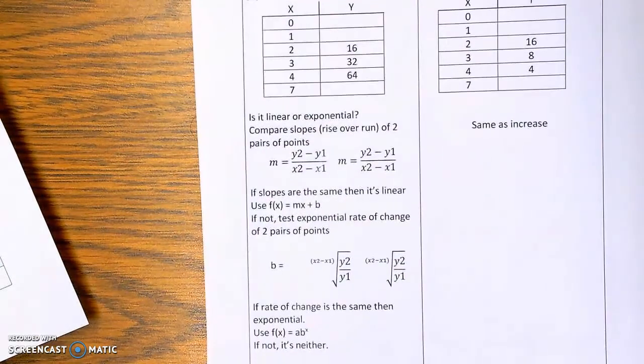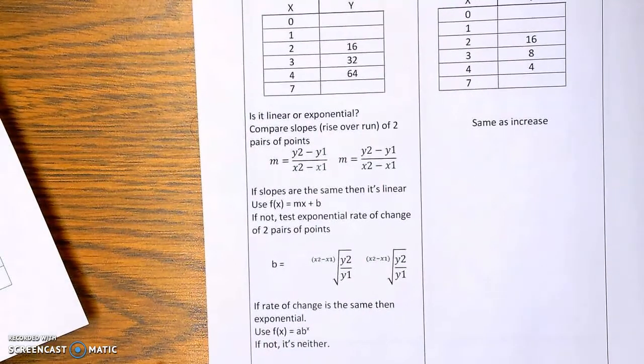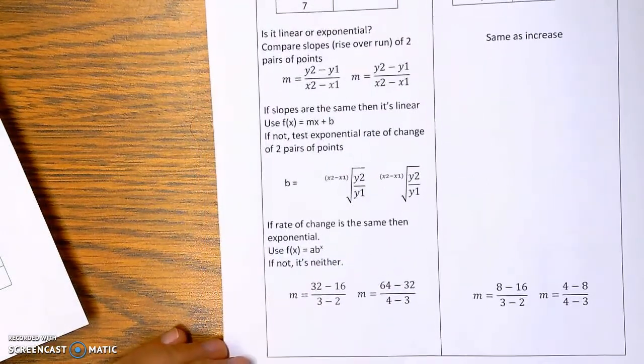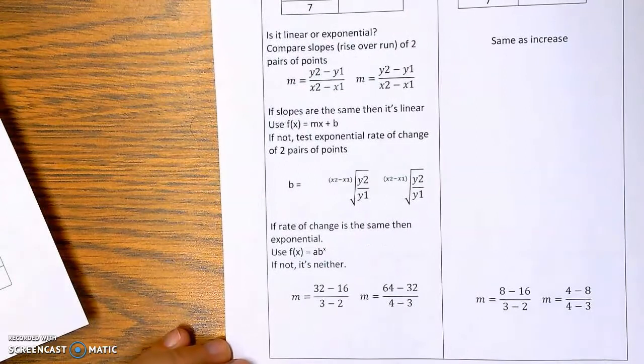Exponential is the x2 minus x1 root of y2 over y1. Right? So we're going to use that, and we're going to compare 2 points. If they match, then we know it's exponential. All right? If neither one works, then we just plug it in. So in this case, we do our first one.